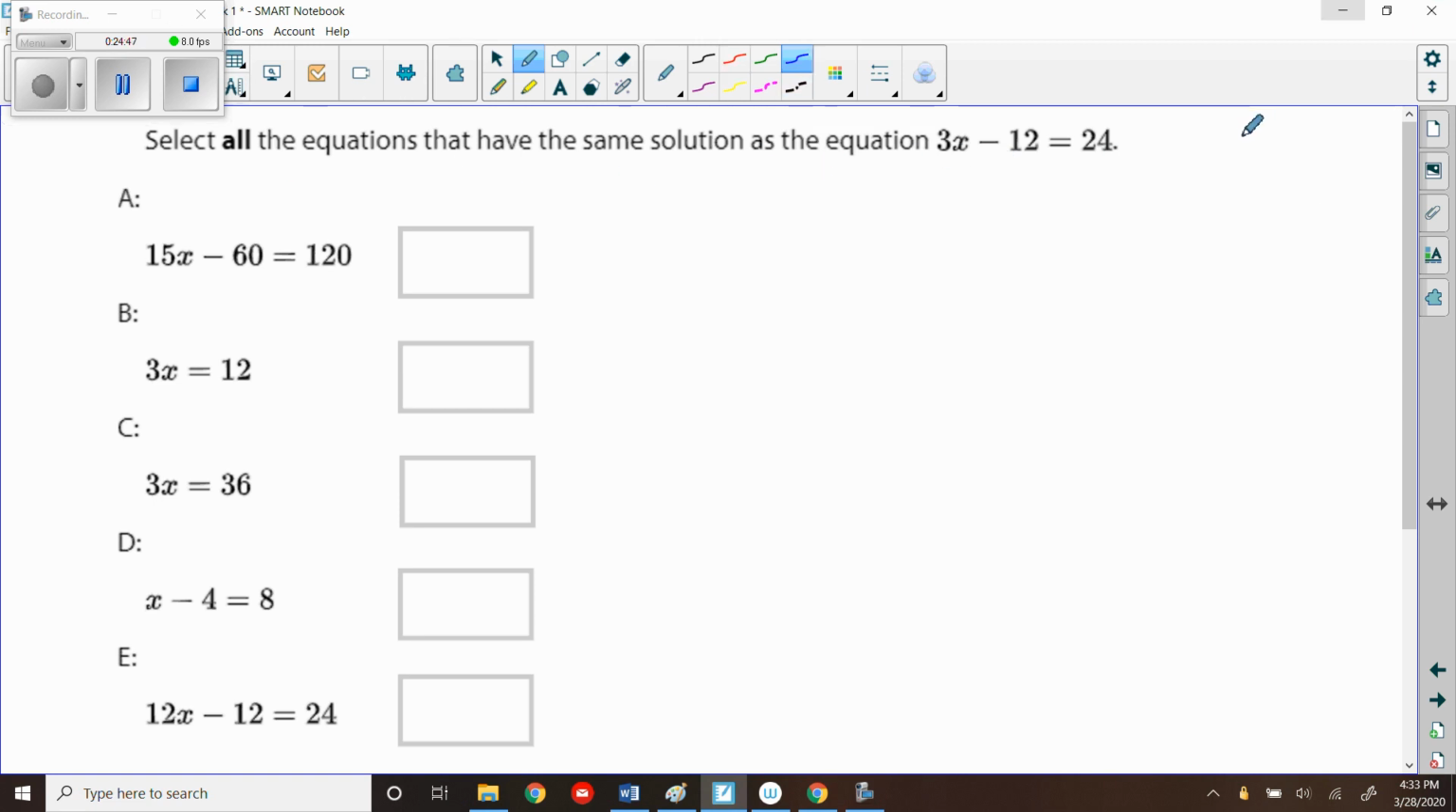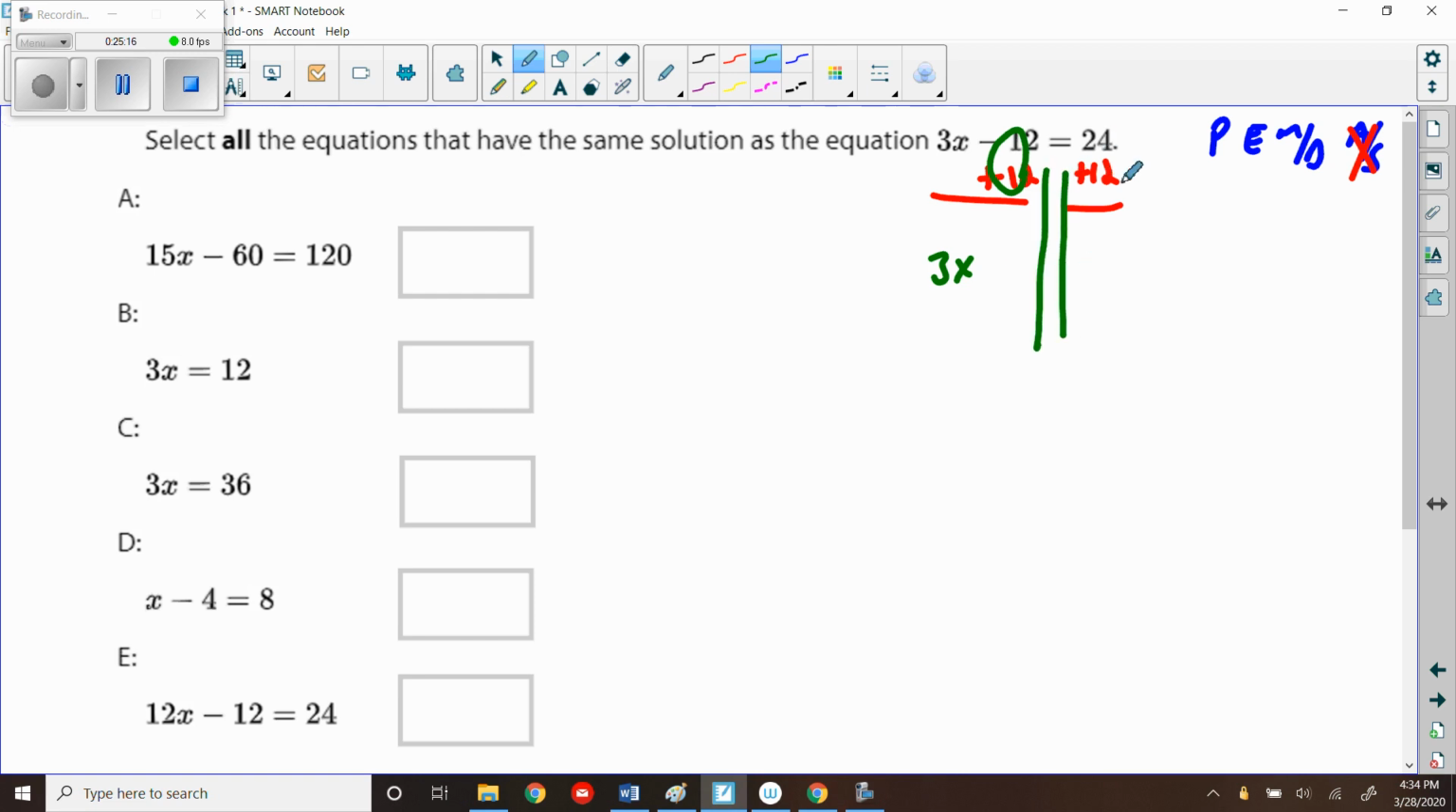All right, so we are going to once again solve an equation by undoing order of operations. Therefore, I am going to attack my addition subtraction first. I'm going to undo the minus 12 by adding 12 to both sides. So I am now left with 3x minus 12 and plus 12 is 0. 3x minus 0 is 3x. 24 plus 12 is 36.